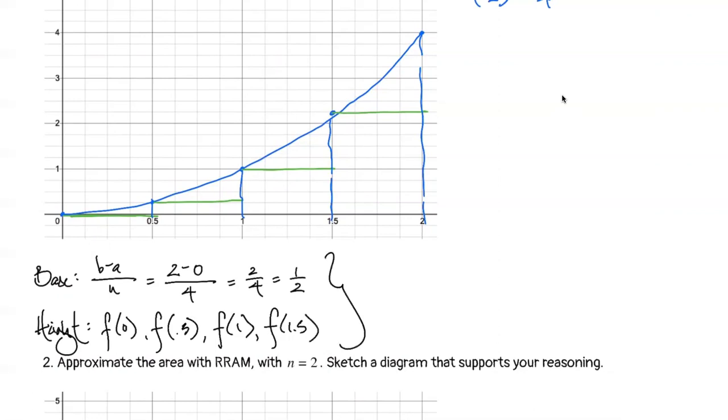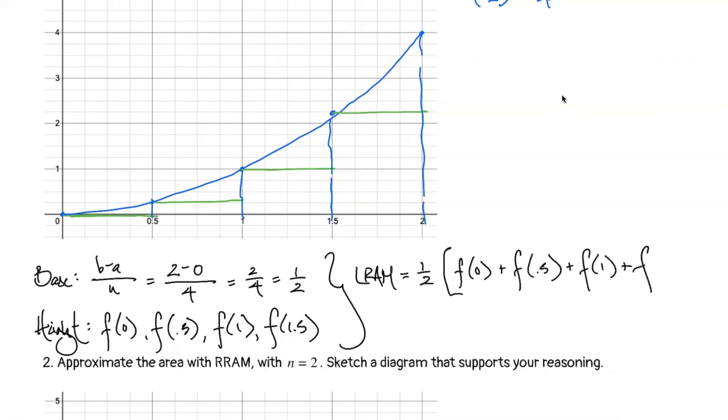And to find our LRAM, we're going to say that it is the base times the sum of each of these values. And so f of 0 would be the first one plus f of 0.5 plus f of 1 plus f of 1.5. Okay, so that's the function notation, but let's actually get a number this time because I think sometimes it's actually harder when we leave the number out of it. So what do we get for f of 0?